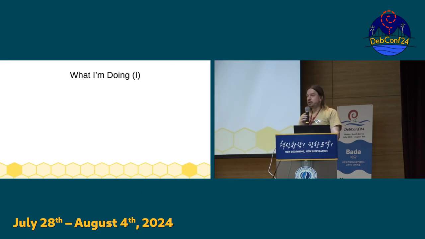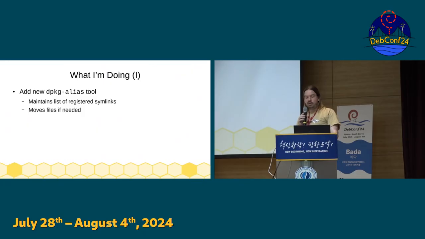So what I'm doing is I'm ignoring the transition as it is, and I'm patching dpkg to teach it about symlinks and path aliasing. So what I'm creating is a new tool called dpkg-alias, where you can register all of these symlinks that will update the internal database. So the internal database and the reality will actually match again.